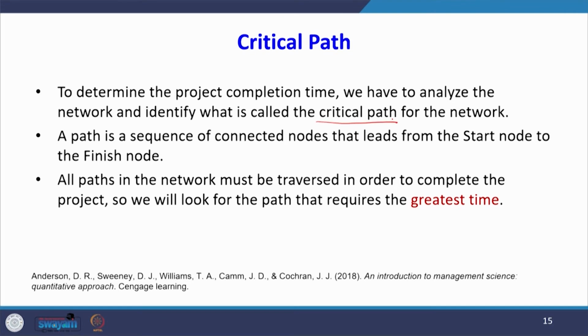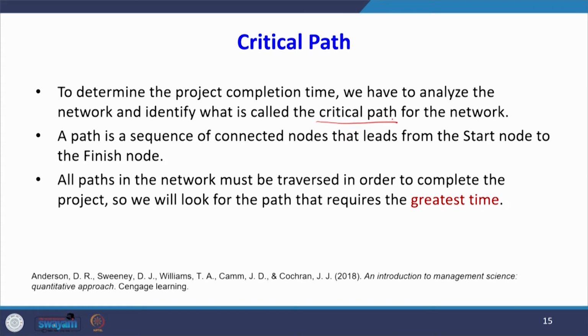What is the meaning of critical path? The activities in the critical path cannot be delayed. If any activity along the critical path is delayed, that will delay the whole project completion time.